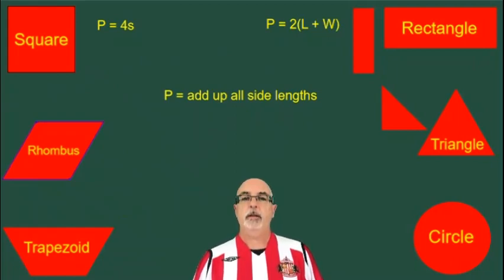Trapezoids come in different varieties as well. I have an isosceles trapezoid and a right trapezoid here. And those aren't the only ones. Again, there's no formula for perimeter for the trapezoid, so we add up all the side lengths.